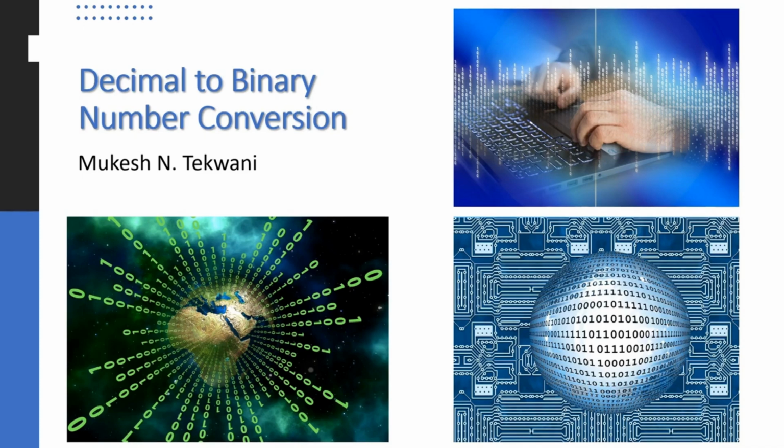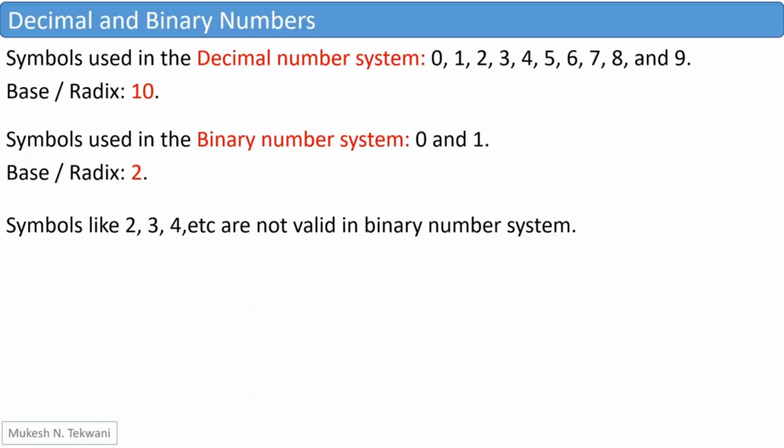In this session, we will discuss the conversion of a decimal number to its equivalent binary value. Now, in the decimal number system, we have seen that the symbols that are used are 0, 1, 2, 3 up to 9. And since there are 10 symbols, we say that the base or radix of the decimal number system is 10. In the binary number system, only two symbols 0 and 1 are used, and so we say that the base or radix of the binary number system is 2.